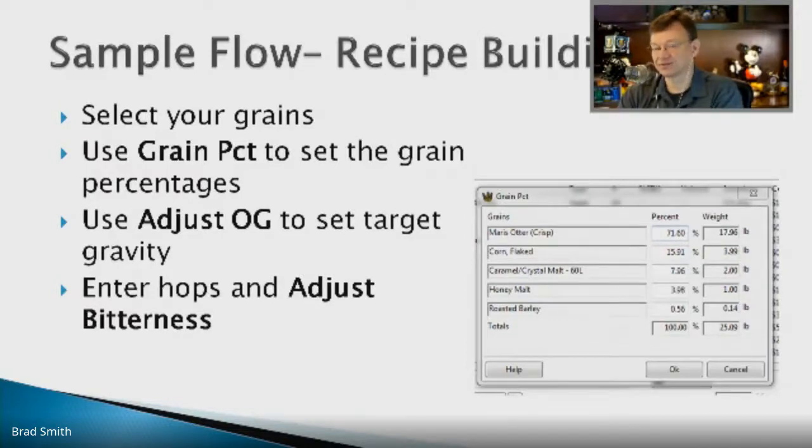And now I can do the same sort of thing with hops. I can just pick the hops that I want and then click on the adjust bitterness button and get up to the hop levels I want. So what I've done is, with very little effort, I've built a recipe that has exactly the grain percents I want, exactly the gravity I want, and exactly the IBUs I want, just by using the tools that are available in the program.